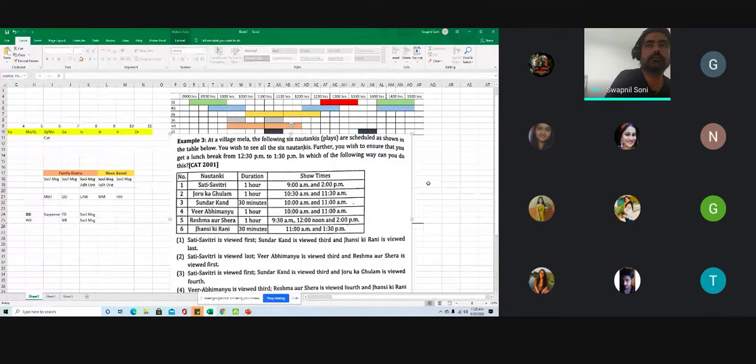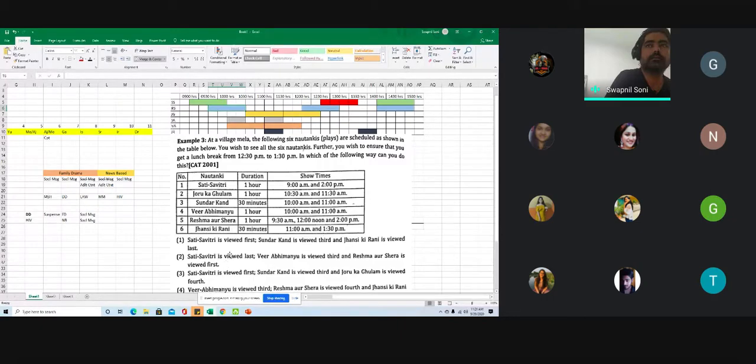So first option says Sati Savitri is viewed first, Sundarkand is viewed third, and Jhansi Ki Rani is viewed last. Let's say Sati Savitri is viewed first, Sundarkand is viewed third, which means I can only watch RS second, but which is not possible because they both are intersecting in timelines. If I see this first, and if I see this or this third, the only option for second is this, which is not possible. First one is out.